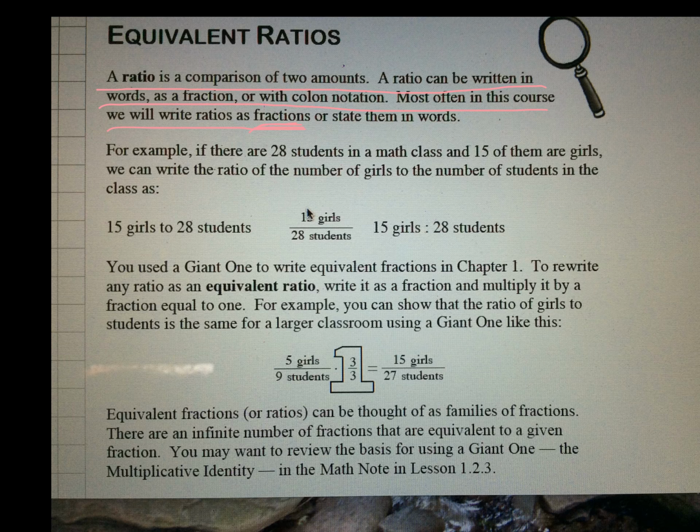Our first example is if there's 28 students in math class and 15 of them are girls, we can simply write that as a fraction, 15 girls out of 28 students. So you want to make sure that you circle that form because we are always going to be writing our ratios as fractions in math class. Okay?